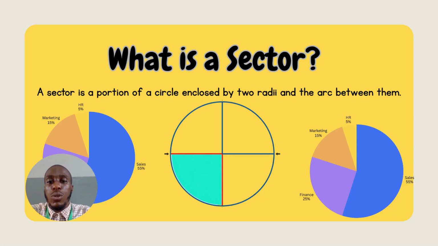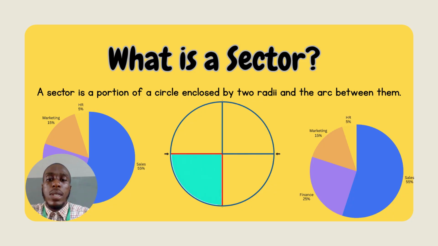So a sector is a portion of a circle. As you can see in the diagrams, it is a portion of a circle enclosed by two radii and the arc between them. In the first circle, you can see that the different portions are all sectors. They are shown using different colors in order to explain further. Thank you very much. For the next slide, we'll be talking about the parts of a sector.